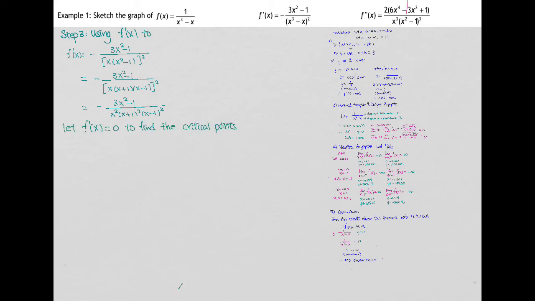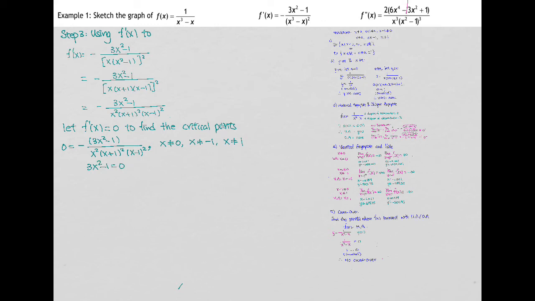Next, we're going to let f prime be 0 to find the critical points. Then we have 0 equals -3x squared minus 1 over the entire denominator. And at this time, we're going to write down the restrictions. x cannot be 0, -1, and 1. And because 0 times anything is 0, we're left with 3x squared minus 1 equals 0.